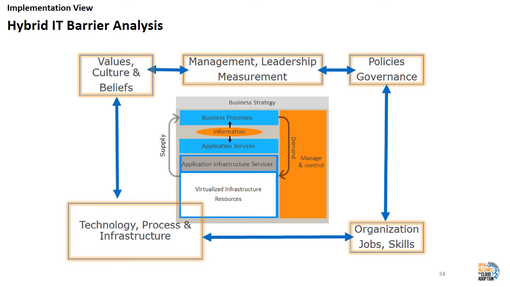These 5 categories are: 1. Value, culture, and beliefs. 2. Management, leadership, and measurement systems. 3. Policy and IT governance issues. 4. Organization, job skill issues. 5. Technology, process, and infrastructure issues. When you are assessing each domain, you will be asked what are the barriers that inhibit you from accomplishing this transformation. Record the barriers in the maturity model assessment worksheet.